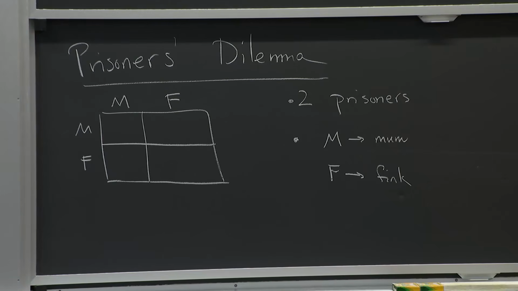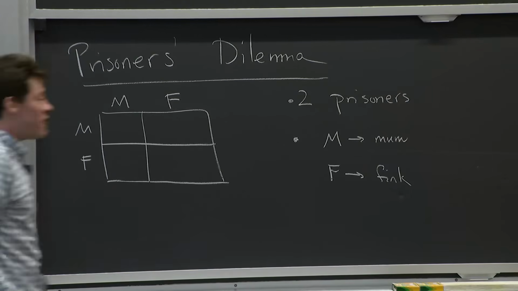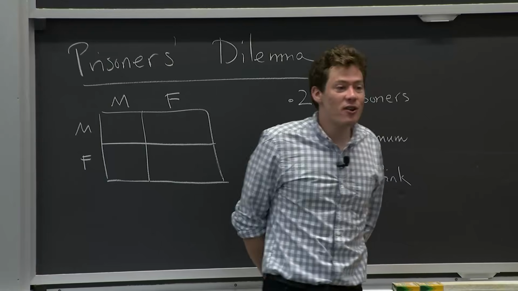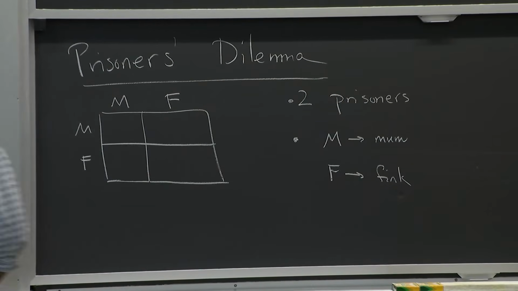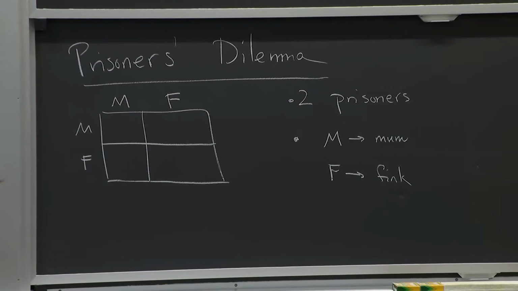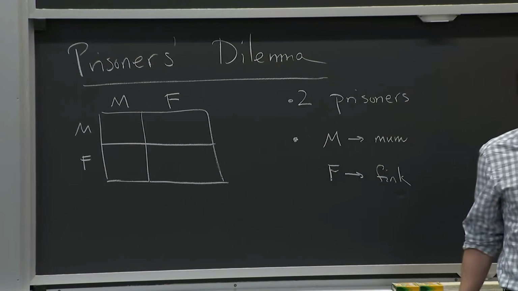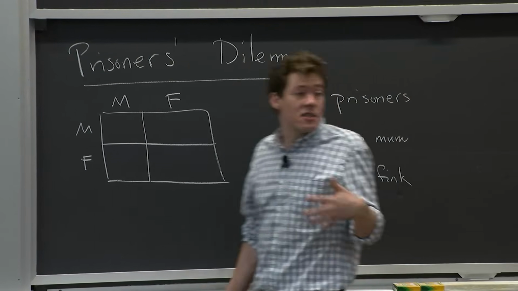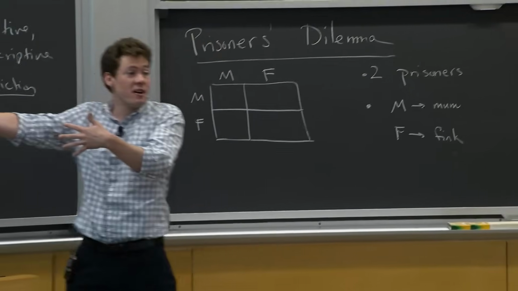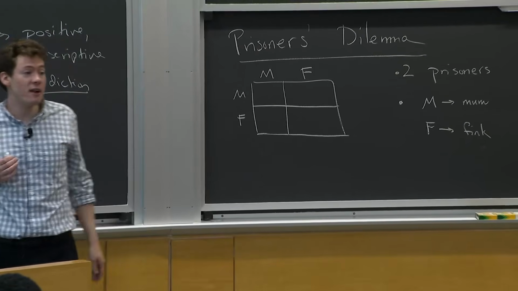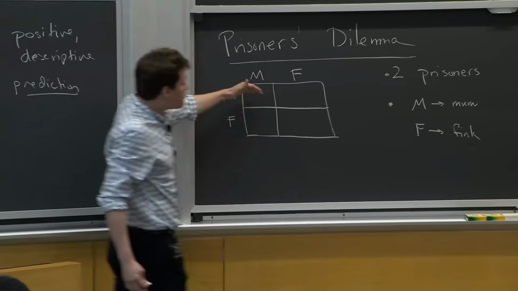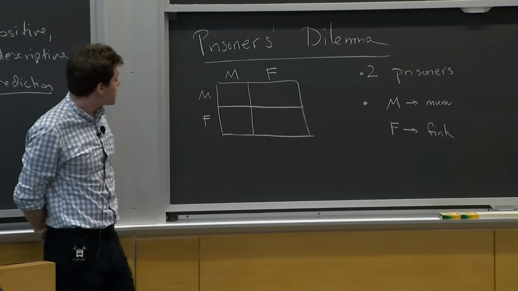So the prosecutor comes by and says, do you want to accuse your co-conspirator of committing the crime? And the prosecutor says, look, we'll give you a good deal. So if you're willing to testify against the other prisoner, we'll give you a sentence reduction. But now we're going to be able to catch the other guy, and the other guy is going to get a bigger sentence. So now what we want to do is fill in the payoffs in this matrix.